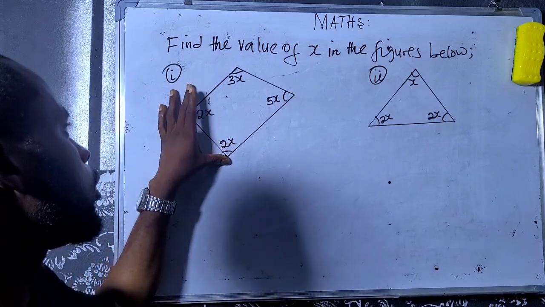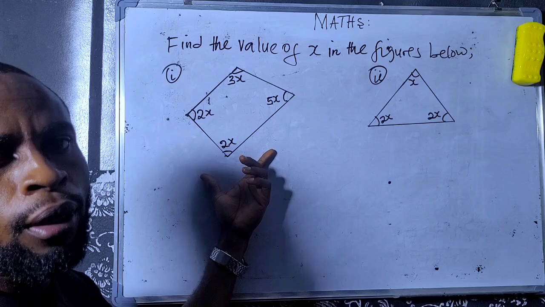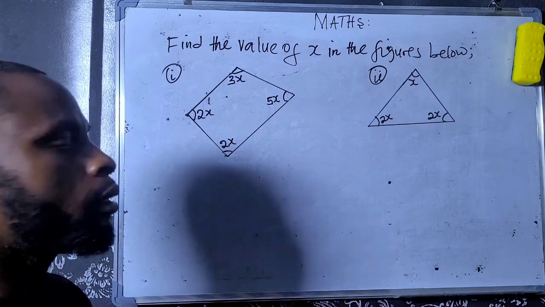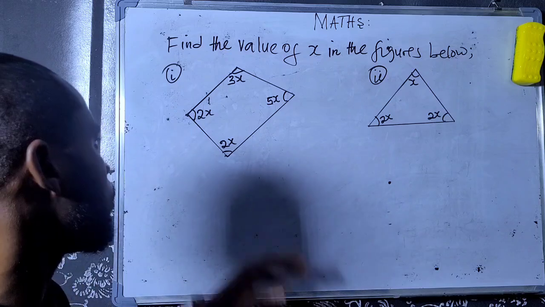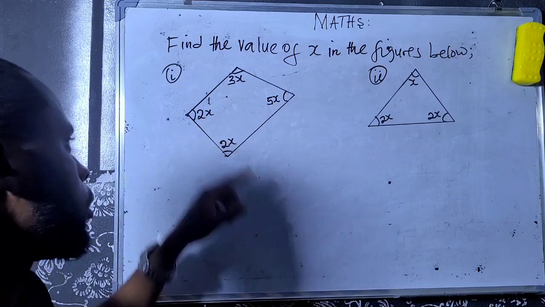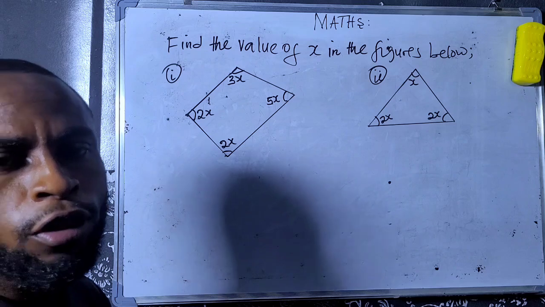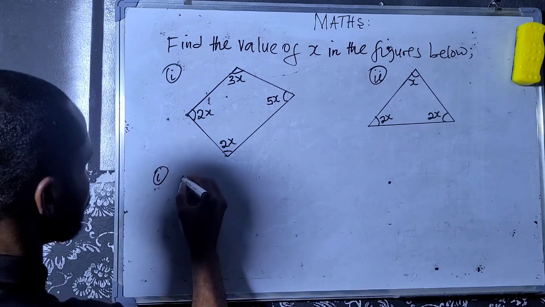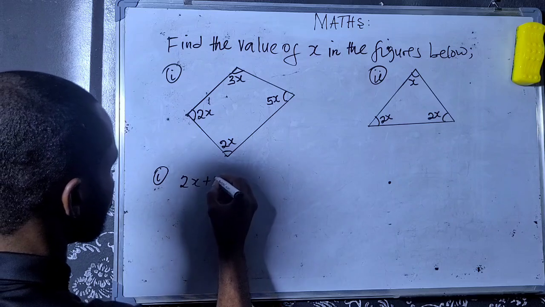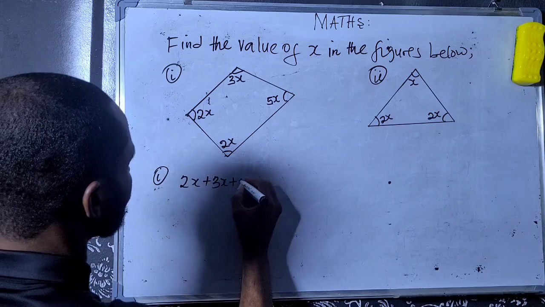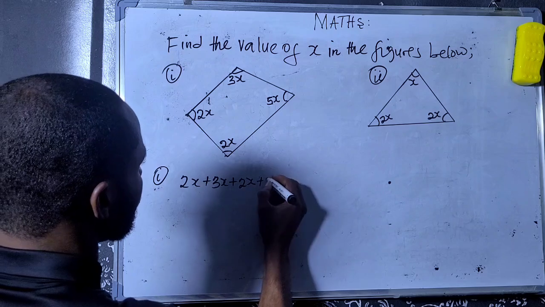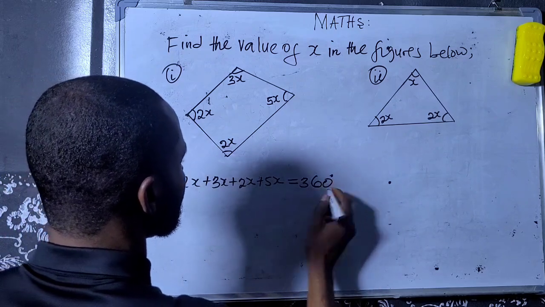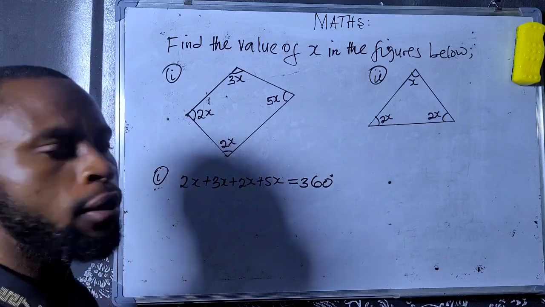And figure 1 here is what we call a quadrilateral. And the sum of angles in a quadrilateral is 360. As such, we are going to add these four angles here and equate it to 360. Then we have 2x plus 3x plus 2x plus 5x equals 360. This is the sum of angles in a quadrilateral.